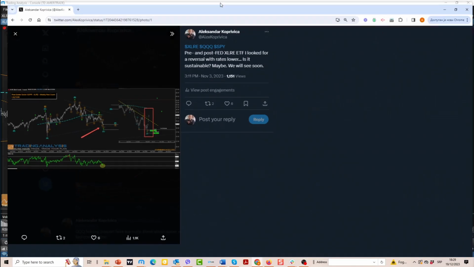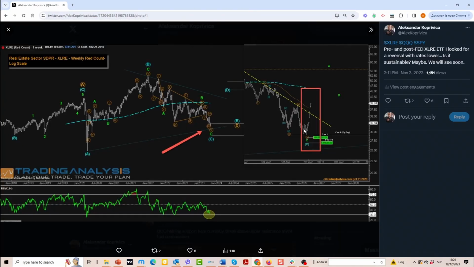So this is my Twitter post, which was on November 3rd. And as you can see here, I had this as a triangle. I still have it as a triangle. And this move down, I labeled as a diagonal in A, triangle in B, and move down in C.